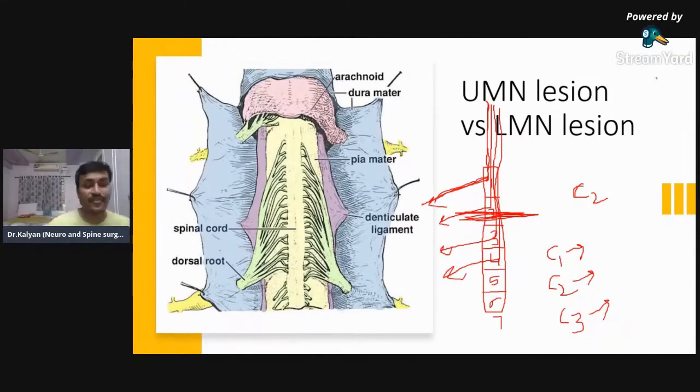So this is what I wanted you to know. See, when I have a lesion at C3, C1 is obviously normal, but C2 element.